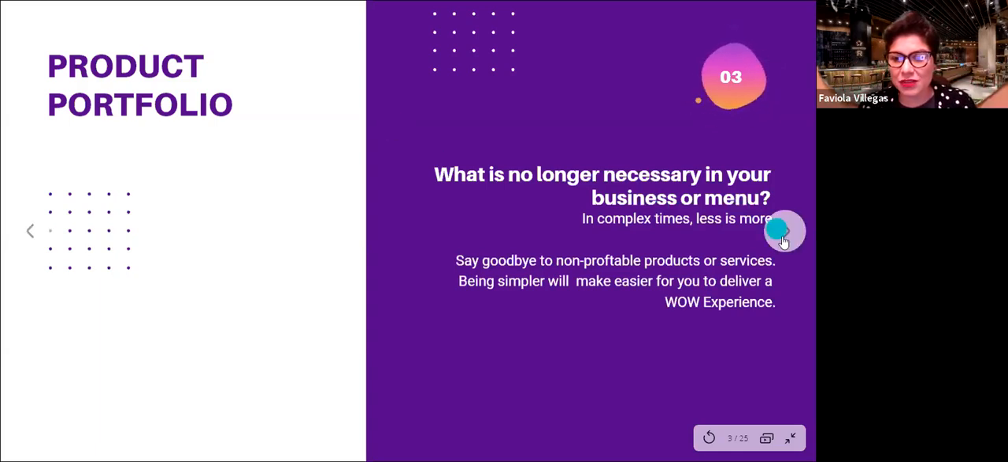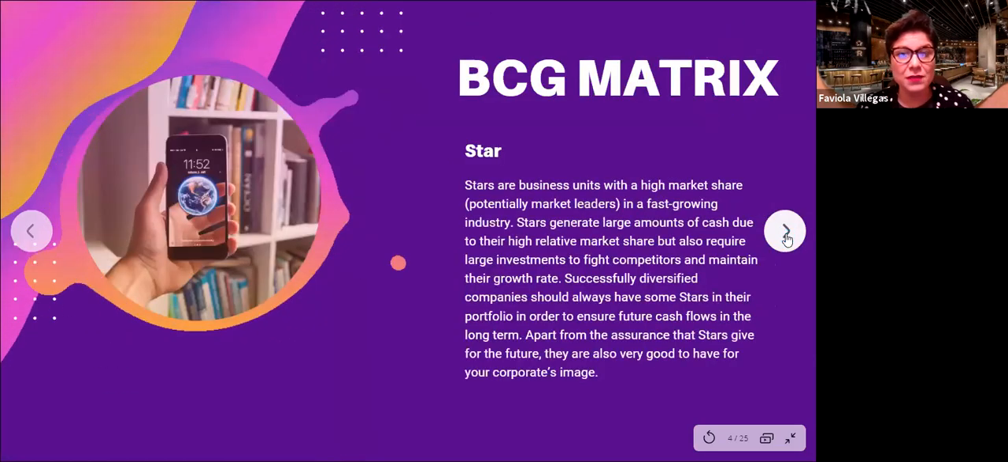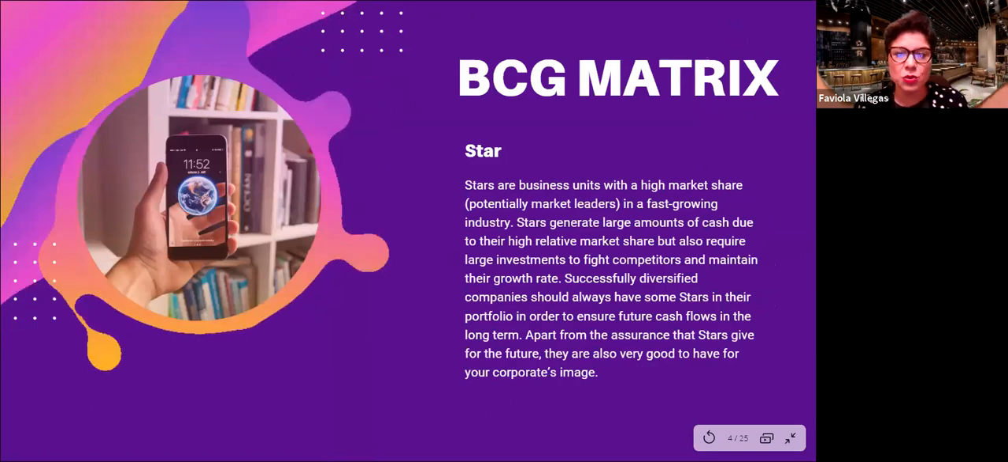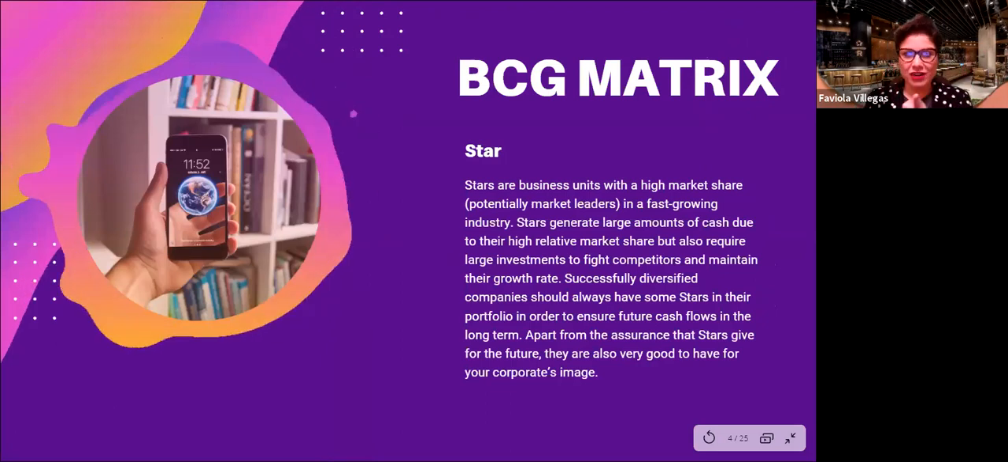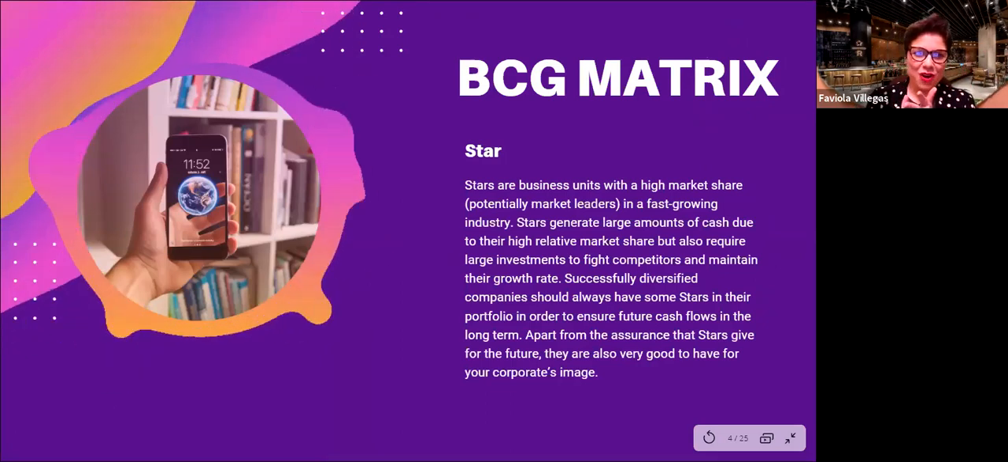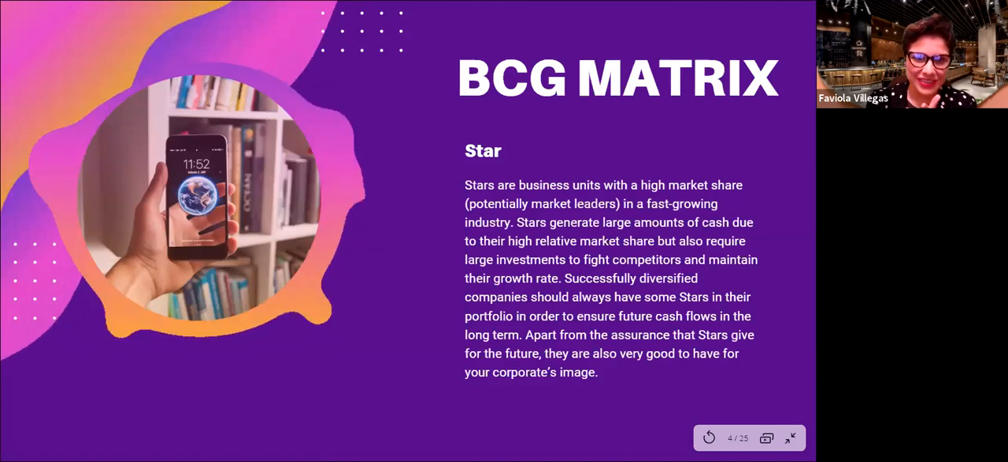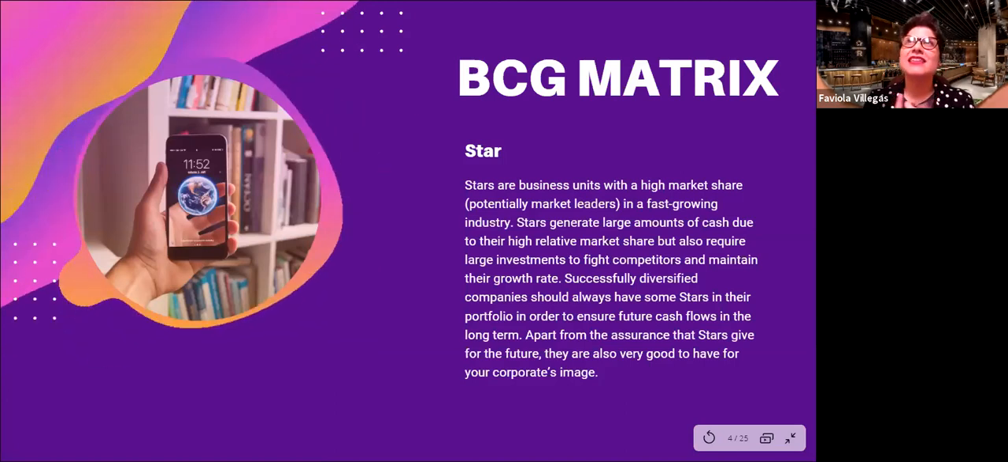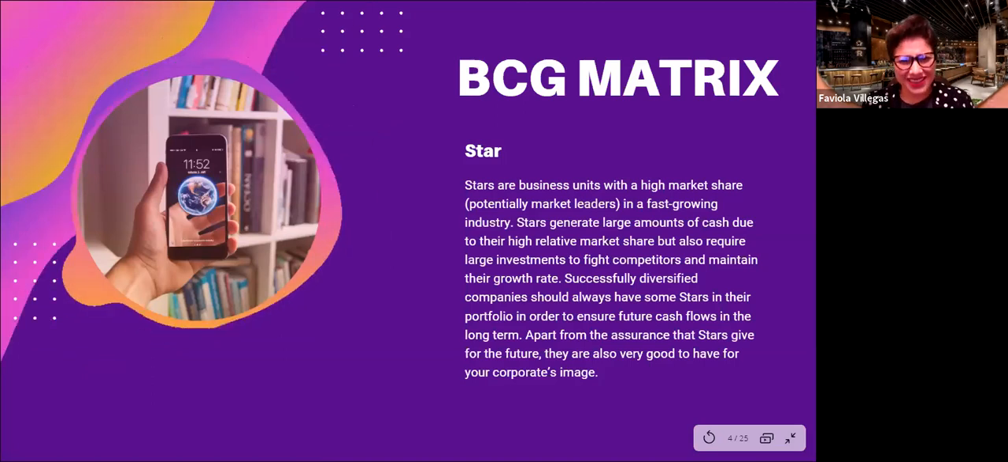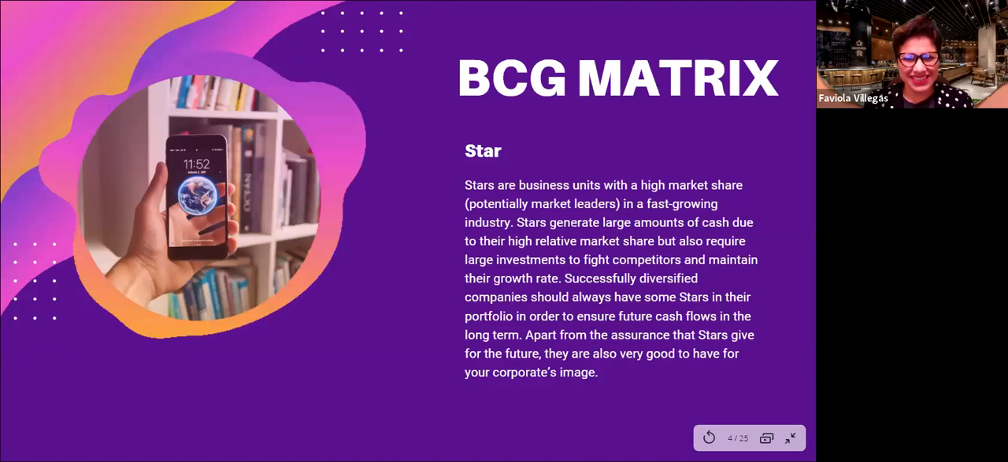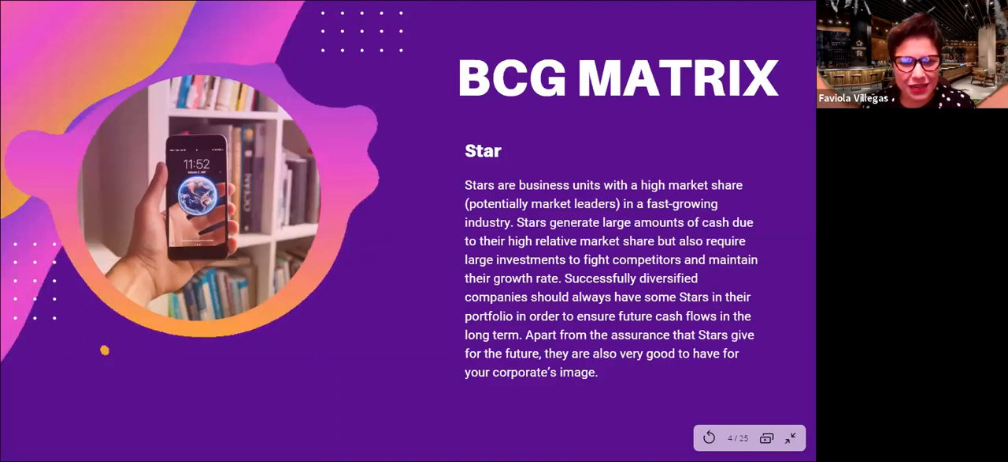And talking about a criteria for selecting what is no longer necessary and what is necessary in your business or menu, let's talk about the BCG matrix, the Boston Consulting Group matrix. This matrix talks about, it's funny, stars, dogs, question marks or problem children, and cash cows.